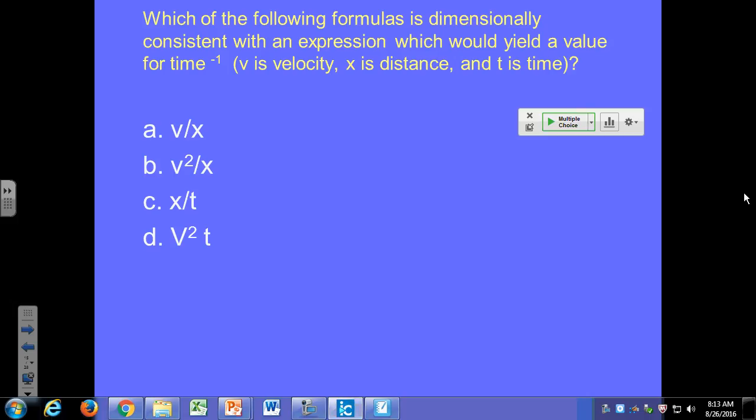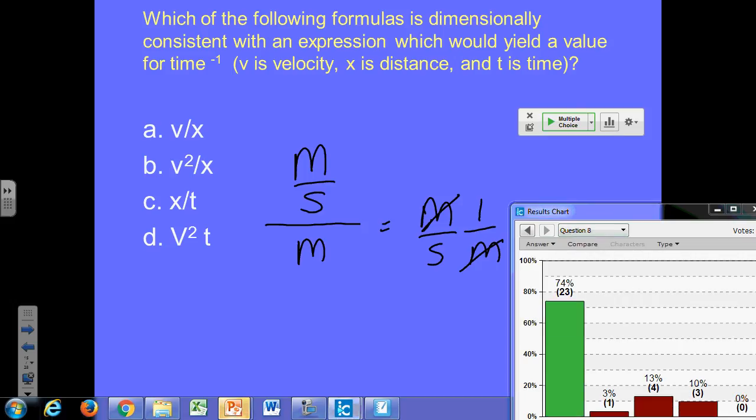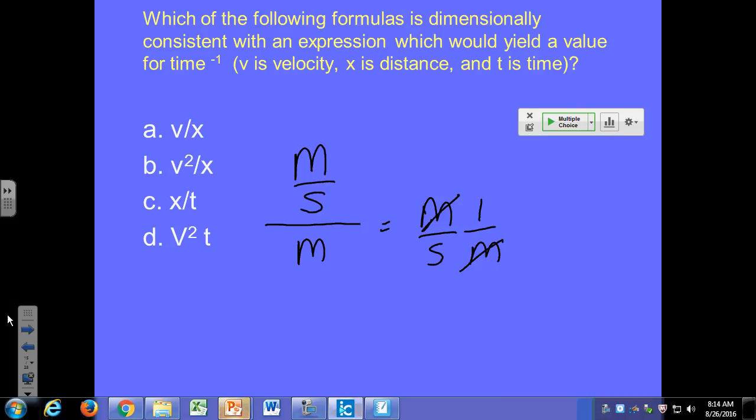But A is V over X. That's meters per second over meters. But I can rewrite this as meters per second times 1 over meters. That always helps me to think about it in that way. So my meters cancel, and I'm left with 1 over seconds, which is time to the -1. Yeah, y'all did pretty well on that. That's good.